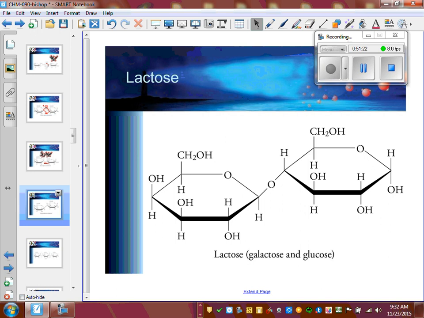So a lot of people have trouble with lactose. They can't stand it. They won't tolerate it. The lactose intolerant have a problem with their enzymes breaking that linkage. So if they eat a lot of dairy products, you pay for it later. So that's just putting two saccharides. We can put a whole bunch of them together.